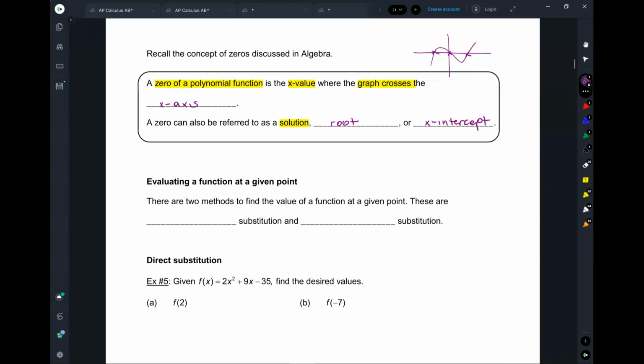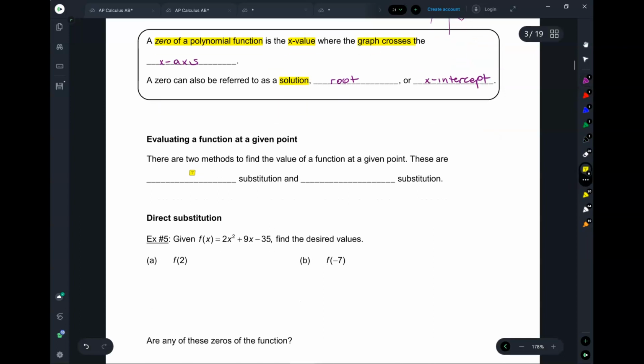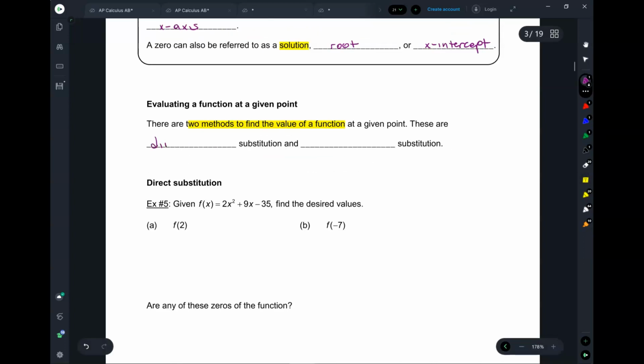Exciting stuff. Okay, so how do we evaluate a function at a given point? For example, if I gave you f of x is blah, blah, blah, and I said find f of 2. Well, there are two methods to find the value of a function. They are called direct substitution and synthetic substitution. You know direct substitution. You've been doing it all your life.